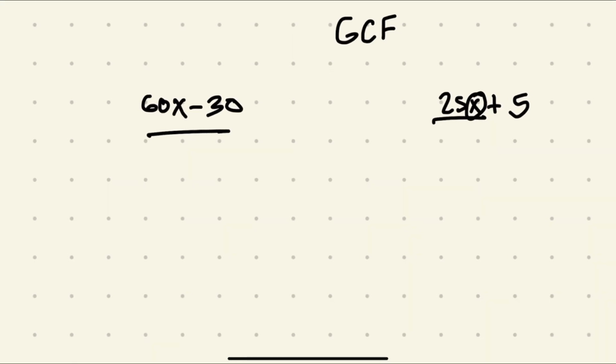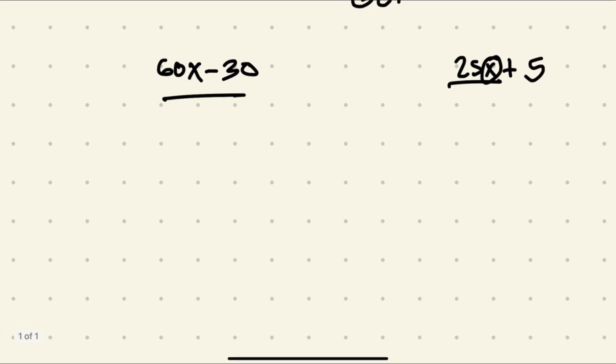What we have to start doing is listing out the individual factors of each number. Here we have 60 and negative 30. When we're listing out factors, it's not necessary to consider whether the number is negative or positive. However, when you are factoring, you should take this into account. And you'll see what I mean in a few minutes.